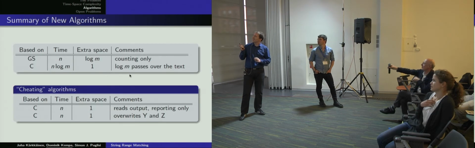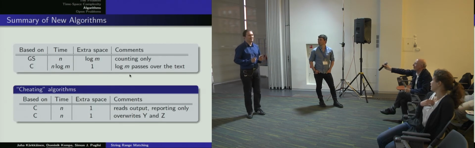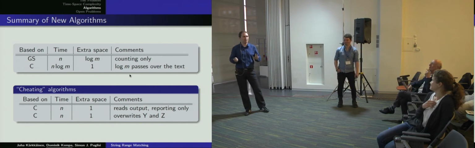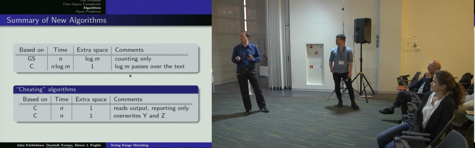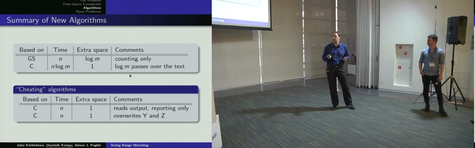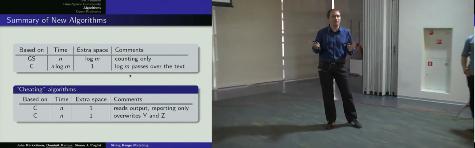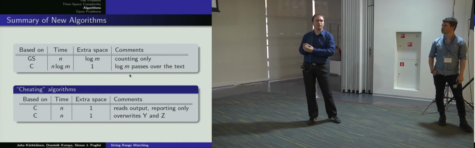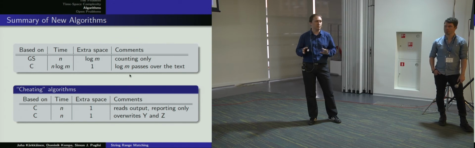Well, I wouldn't go as far as to say that. I actually think this could be improved somehow, perhaps using bit parallelism, for example. But at least the conjecture is that we cannot go to linear time in constant extra space. So I believe there is some slack.